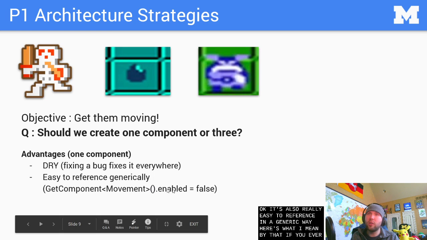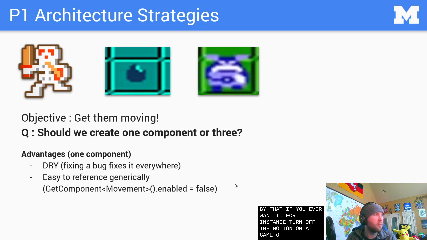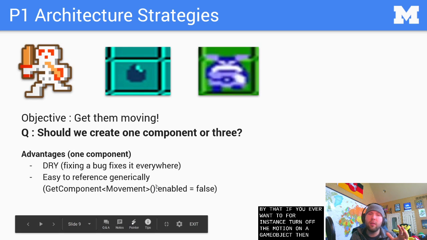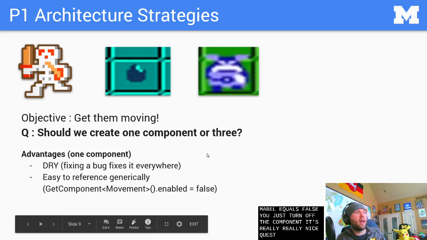If you ever want to, for instance, turn off the motion on a game object, then all you have to do is this: GetComponent, Movement, and then .enabled equals false. You just turn off the component. It's really, really nice. A question in chat.